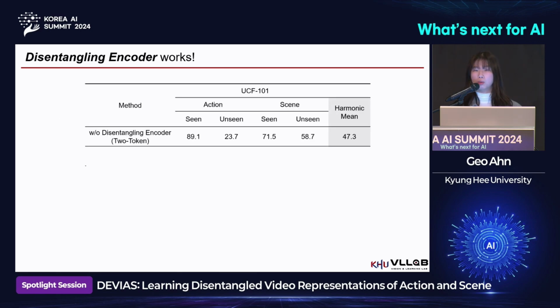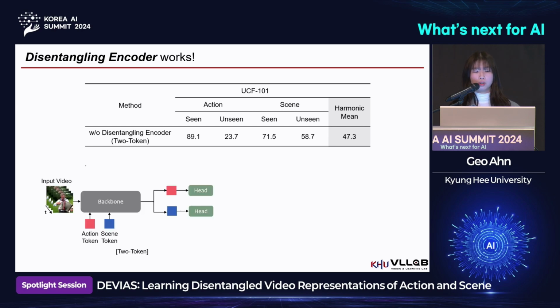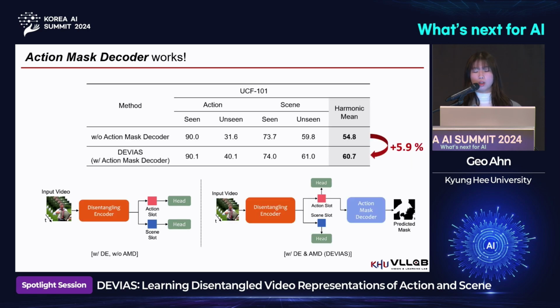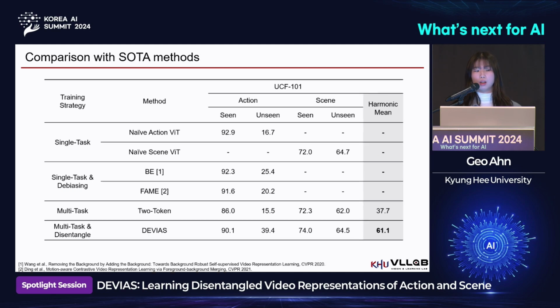First, we compare the performances with and without the disentangling encoder. For the without disentangling encoder, we made a baseline using two CLS tokens, which we call the two token baseline. When we use the disentangling encoder, we gain 7.5% in the harmonic mean. And when we use the action mask decoder, we gain 5.9% in the harmonic mean. Compared to the SOTA methods, we achieved the highest harmonic mean compared to the baseline and scene debiasing methods.